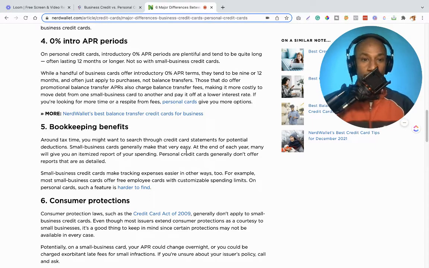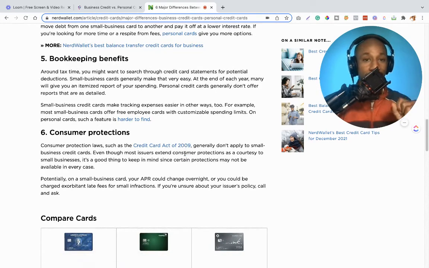Those that do offer promotional balance transfer APRs also charge balance transfer fees, making it more costly to move debt from one small business card to another and pay it off at a lower interest rate. If you're looking for more time or a respite from fees, personal cards give you more options. Number 5 on this list is bookkeeping benefits.